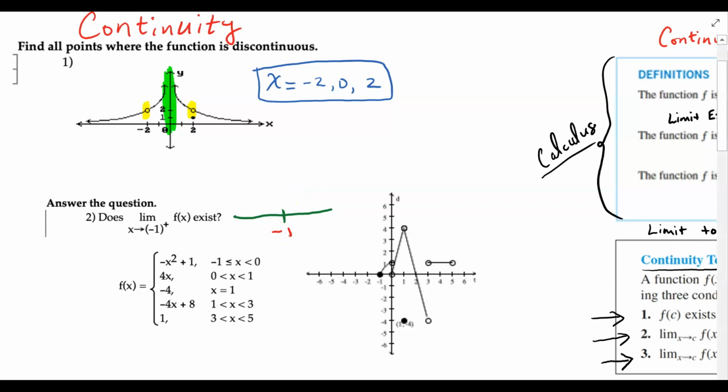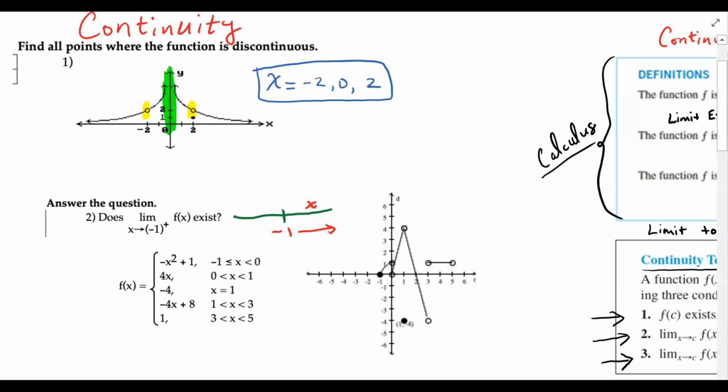They want the limit from the right-hand side of -1. So where's the right-hand side of -1? Somewhere right in this region. So what numbers are to the right of -1? That means numbers that are bigger than -1.